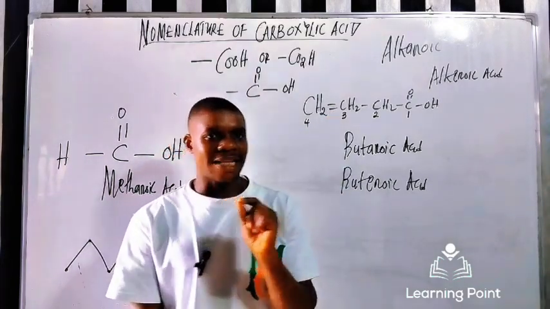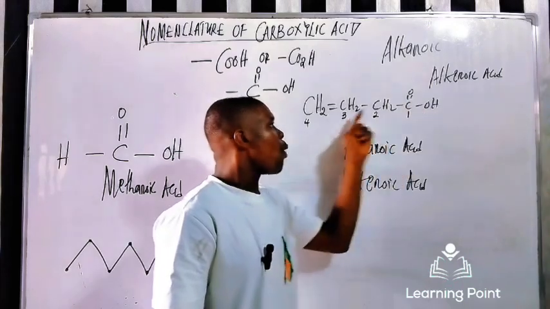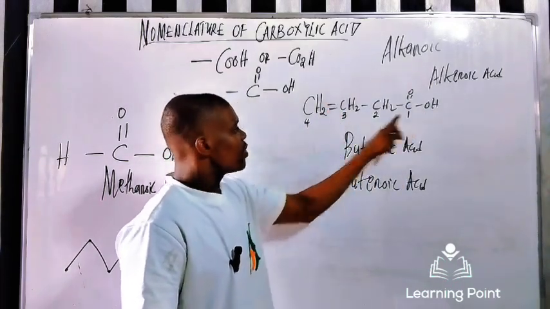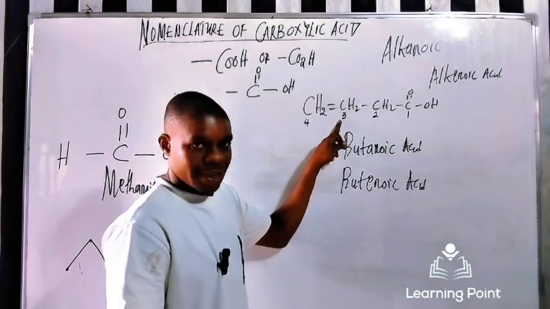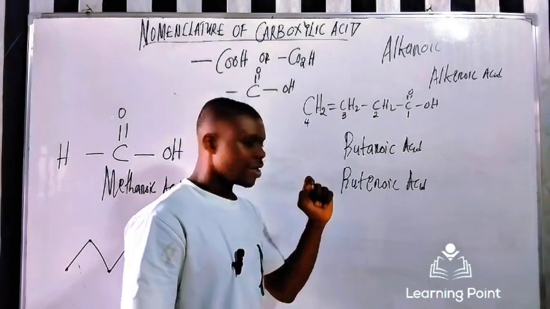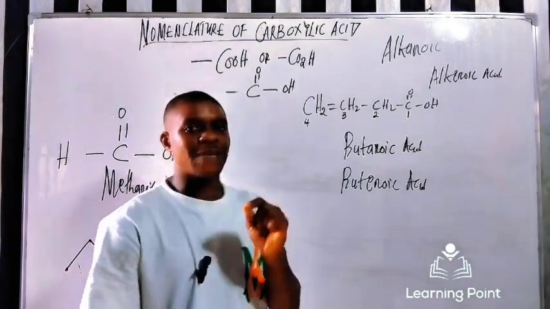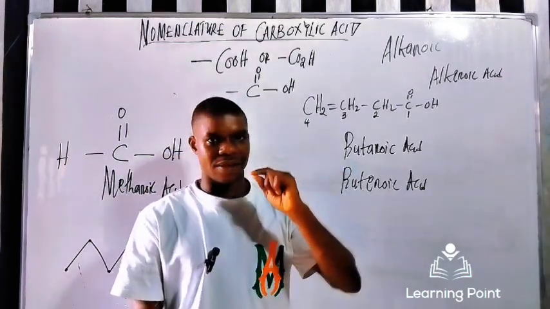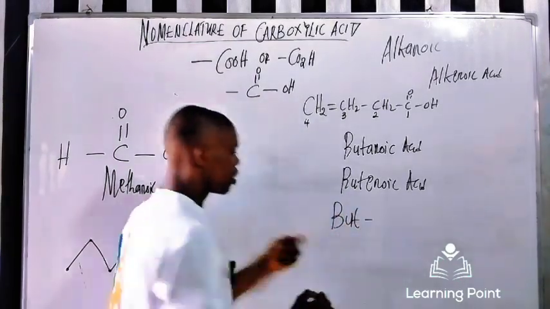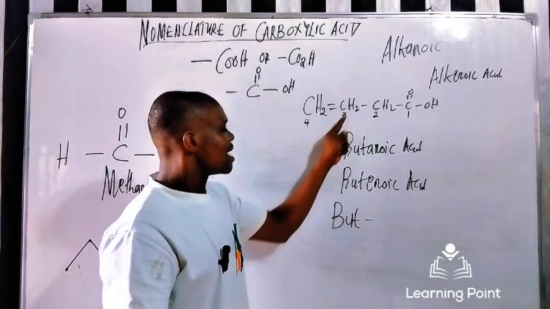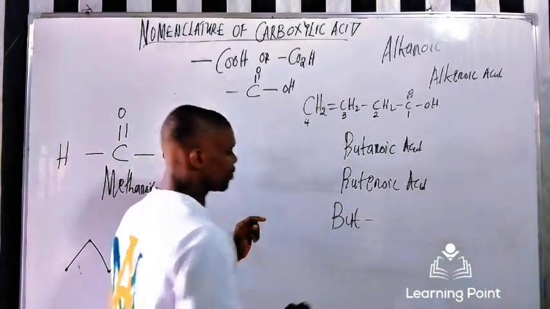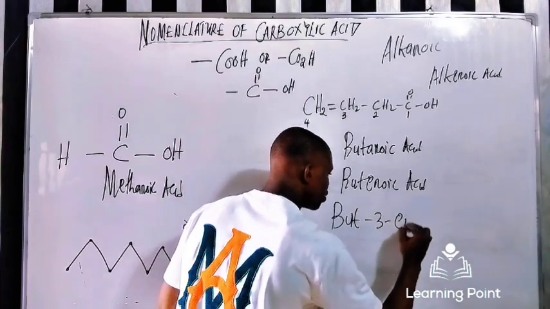Now, another thing I want you to understand is that carbon 1 is fixed by the functional group. But what is the position of this double bond here? It's at carbon 3. If you count from here, 1, 2, 3, the double bond is at carbon 3. So you must put the position of the ene. But means 4 carbons, and en means double bond, at carbon 3. So it's going to be but-3-enoic acid.